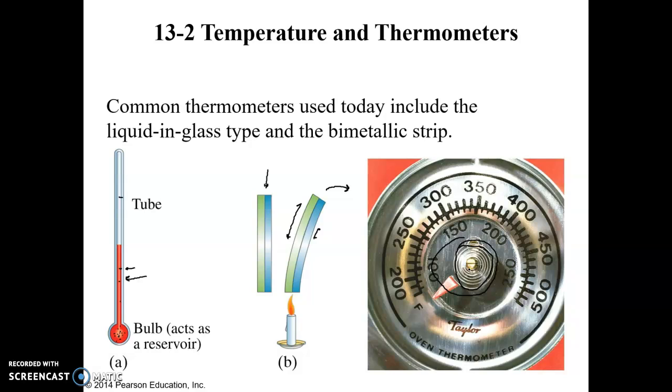And so when that type of strip is wound around in a circle like a spring, it will move the indicator here in a circular motion. And so again, it's calibrated with the markings on the dial so that you can read the temperature based on how much that spring winds itself up or down.